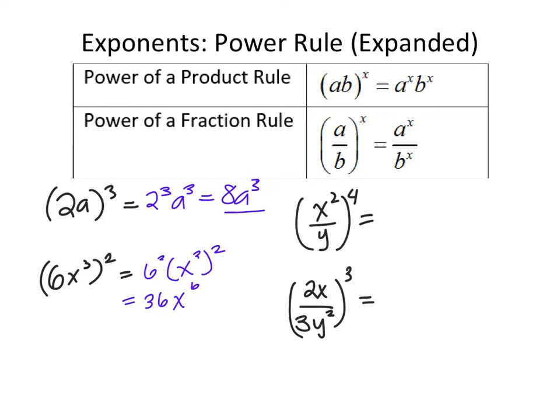If you have something like x squared over y raised to 4, it'll just be x squared raised to 4 over y raised to 4. Again, this is a step that you can actually skip. You can just go straight to x raised to 2 times 4, which will become x raised to 8 over y raised to 4.